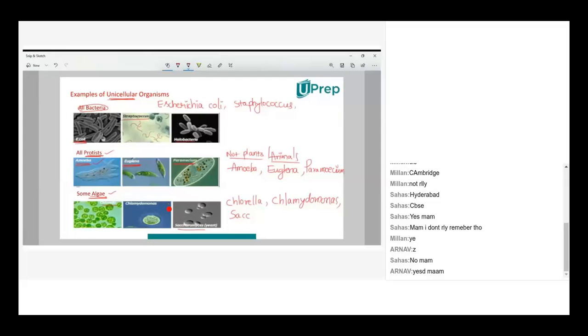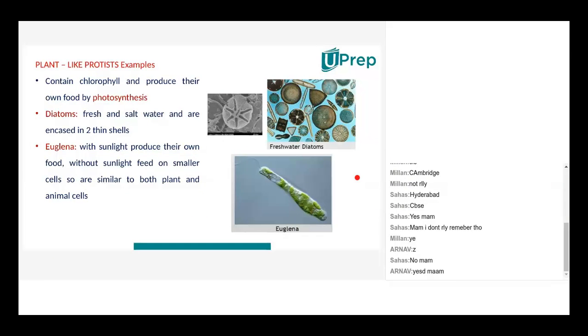Then algae. Even algae are not plants, not animals. They are a different kind of organisms. Under algae, chlorella, the first one. Then chlamydomonas, the second one. Then the third one, Saccharomyces. Usually we call it yeast. One more example I'll give, Spirogyra. Useful to answer some questions. Plant-like protists, just now I told you. So under protists we have various examples.